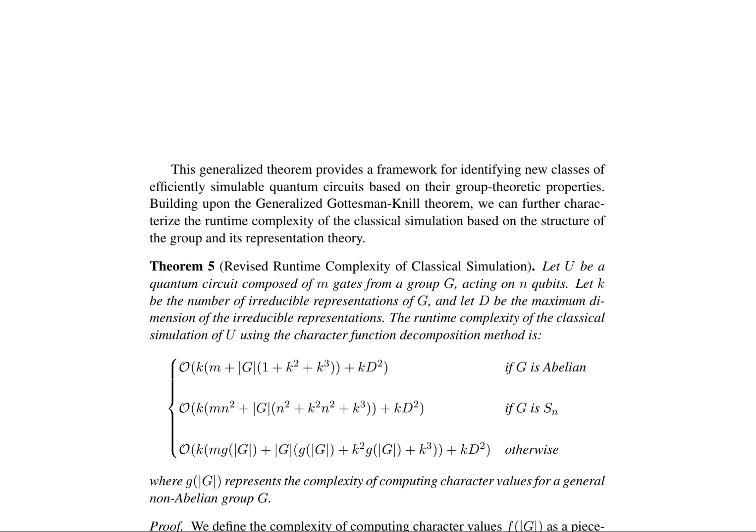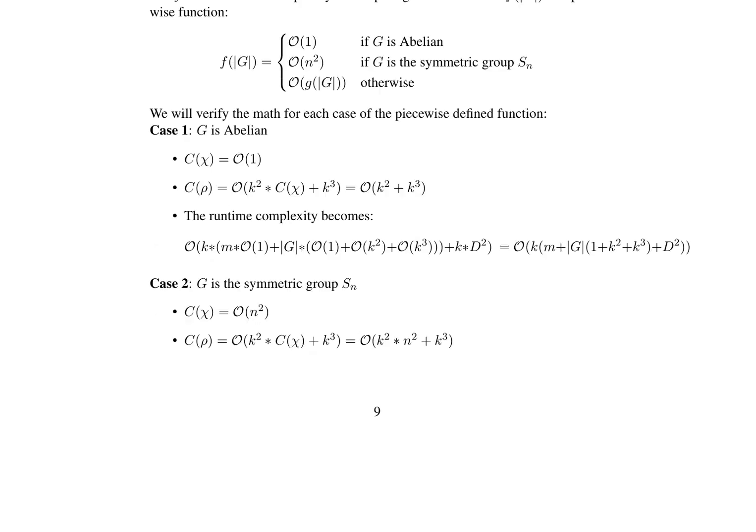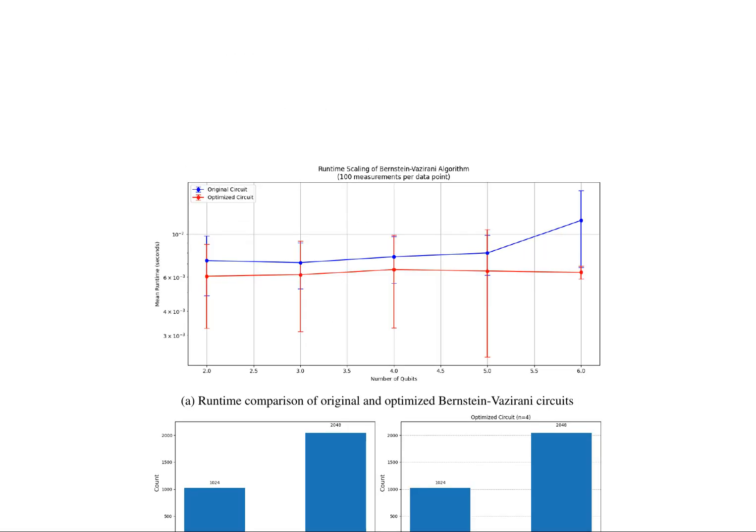The research paper presents a framework for identifying new classes of efficiently simulable quantum circuits based on their group-theoretic properties. The authors introduce the generalized Gottesman-Knill theorem, which characterizes the runtime complexity of classical simulation. They also propose the revised runtime complexity of classical simulation theorem, detailing the complexity for various group structures. The paper discusses the importance of the term KD2, which accounts for both the number of irreducible representations and their maximum size. The authors also describe their Quantum Forge project, which aims to optimize quantum circuit simulation. They report preliminary benchmarking results, demonstrating significant speedups for certain classes of quantum circuits.